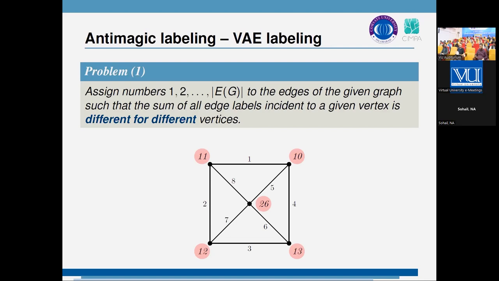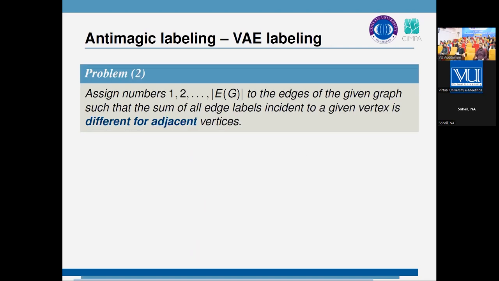And now we ask a new question. The beginning will be the same: we have a graph, and we will assign numbers to its edges. But now we do not require that all vertices have distinct weights. We have a relaxed condition. We require just that adjacent vertices have distinct weights.